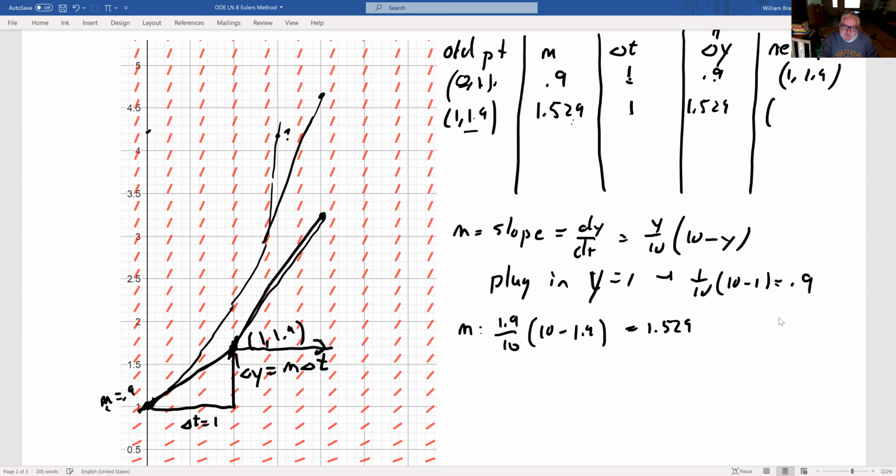So my new point is, we started at 1, we added 1, that gives me 2. 1.9 plus 1.529 gives me about 3.429. So that's this number plus the 1.9. Great. So that's what this point is, 3.429. So is that actually equal to what the function is? We've approximated, but is that actually equal to what the function is?